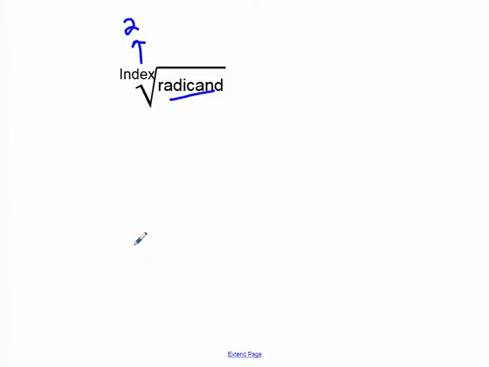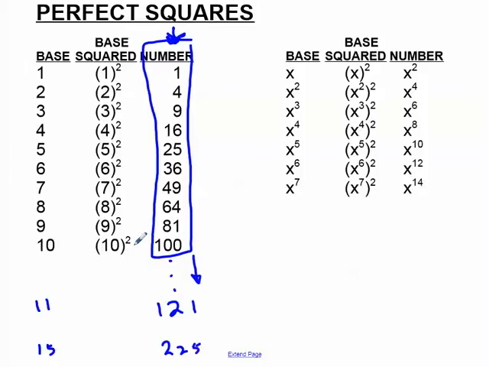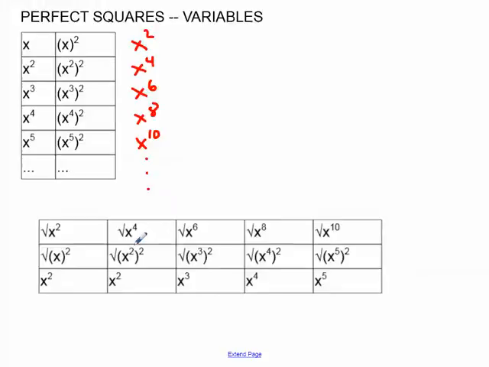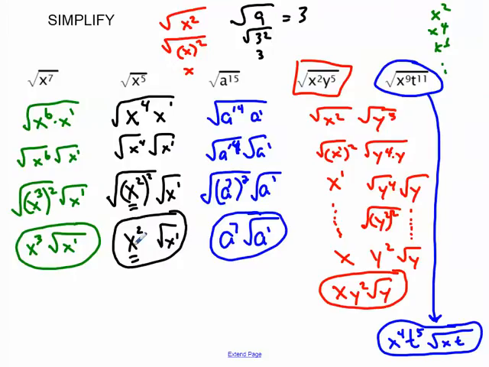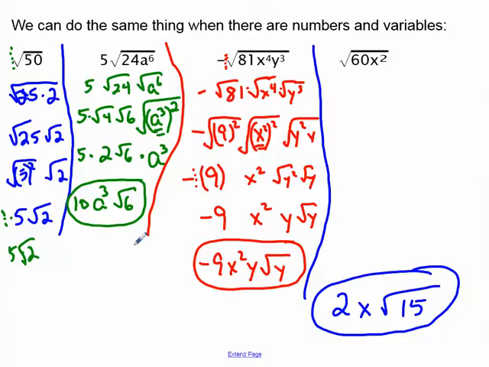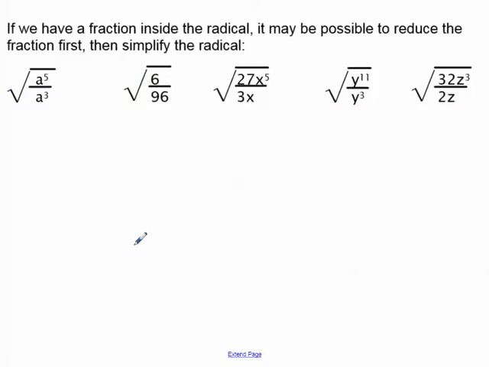So we took a look at perfect square numbers. We took a look at perfect square variables. Perfect square variables have exponents that are even. We took a look at simplifying some of this stuff, and some that was even more complicated because it involved numbers and variables. And the next step would be to take a look at something that's inside of a house and see if we can simplify.